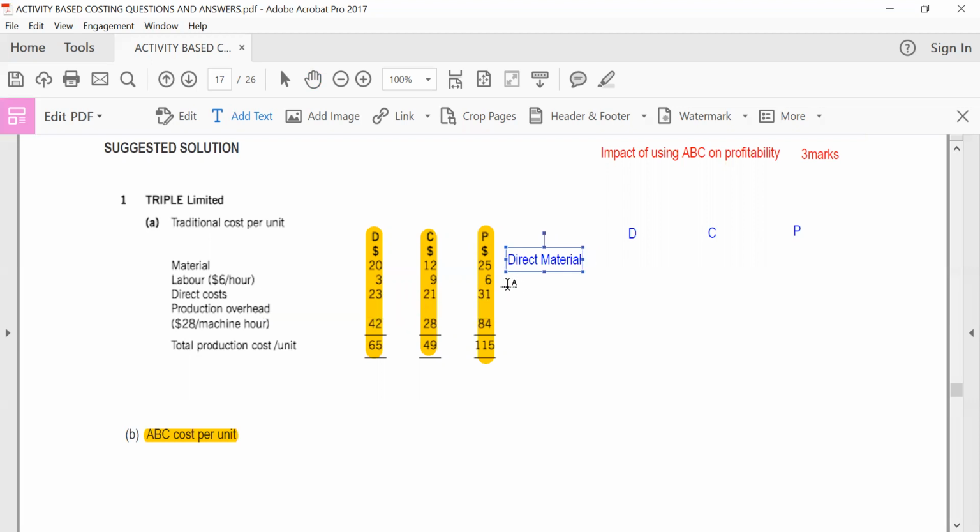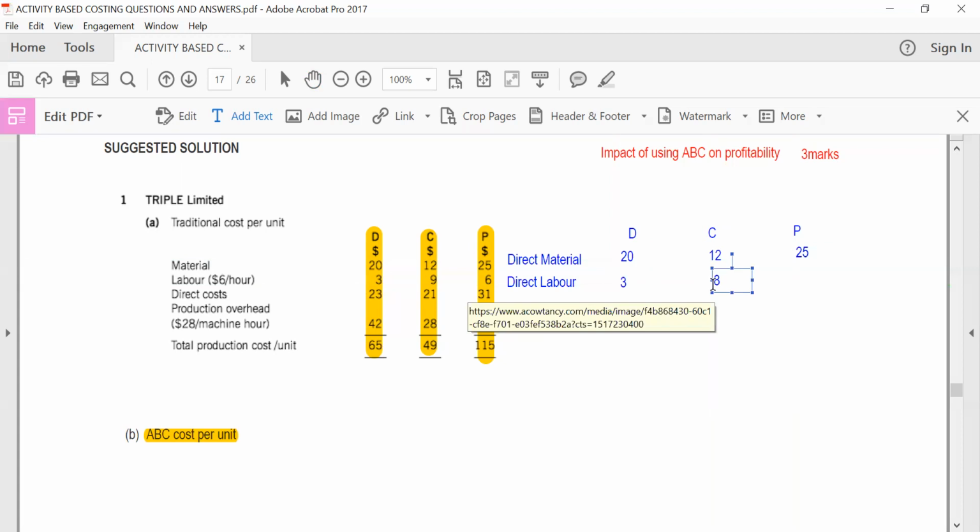So direct labor and overhead cost is going to change. The direct material is constant. In the case of product D it is 20. In the case of product C it is 12. In the case of product P it is 25. Direct labor, I've shown you how we calculated it. The direct labor cost, we got it to be 3, 9, and 6.